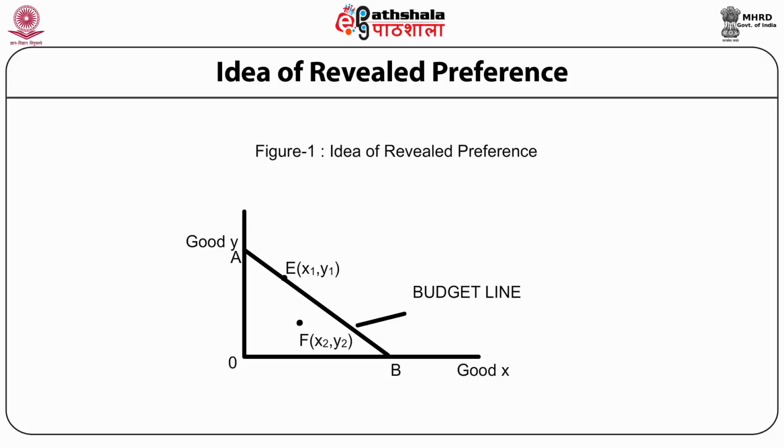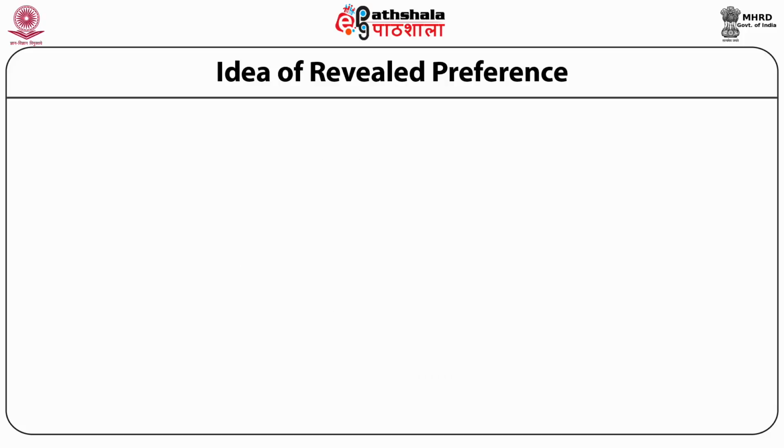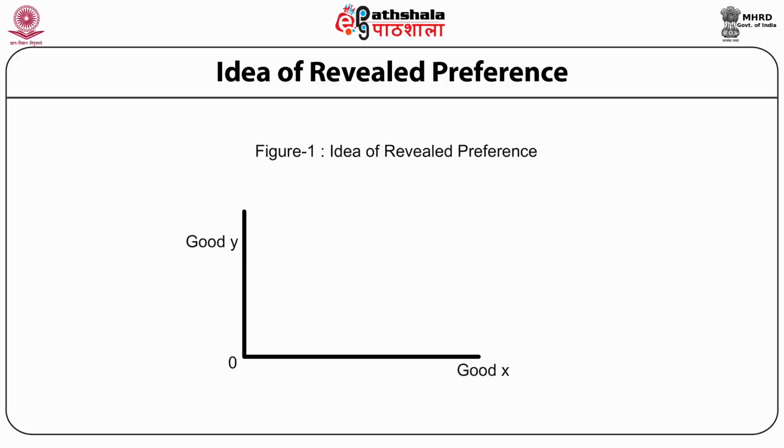But suppose he chooses bundle X1, Y1, represented by point E, over all other bundles that he could have chosen. That means bundle X1, Y1 or point E is the optimal bundle for the consumer at the given budget defined by AB, which means point E or bundle X1, Y1 must be superior to other bundles on and below line AB.